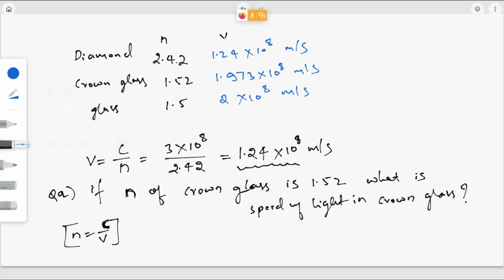Now compare these three. As the refractive index of the material decreases, the speed of light will increase. From the formula itself you can see, N is equal to C by V, and V is equal to C by N. As the denominator increases, V will decrease, right? As the denominator increases, the value of the fraction will decrease.